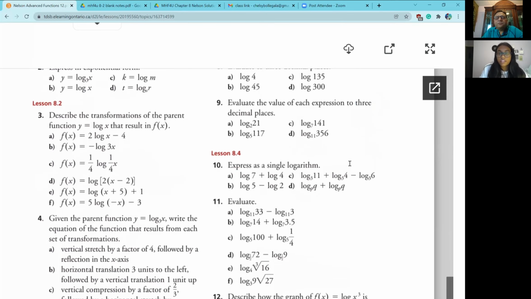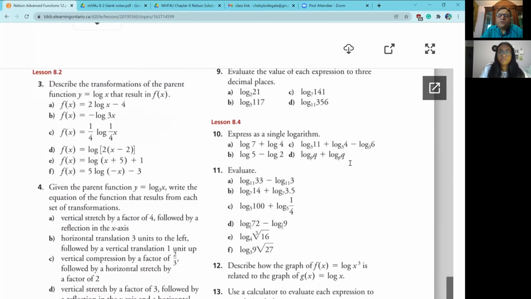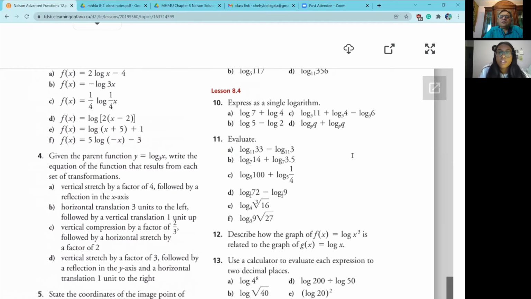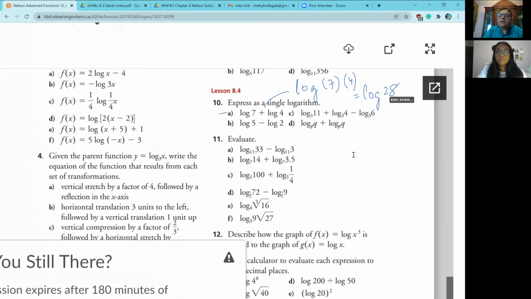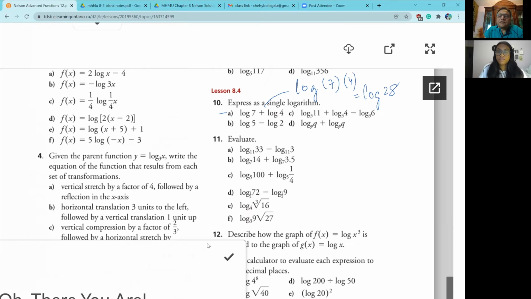Let's go to lesson 8.4 now. Express as a single logarithm. Tell me the first one. Log 7 plus log 4 is what? Multiply them. Product rule, correct? So when you add them, you multiply. Log 28 is your single logarithm.